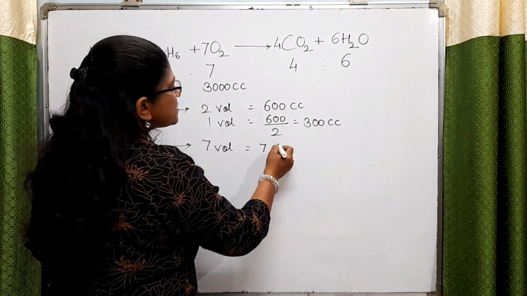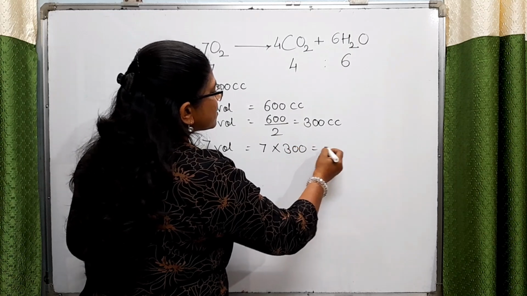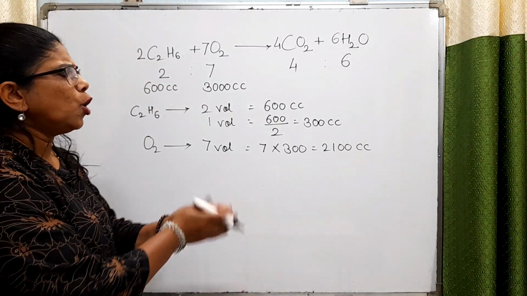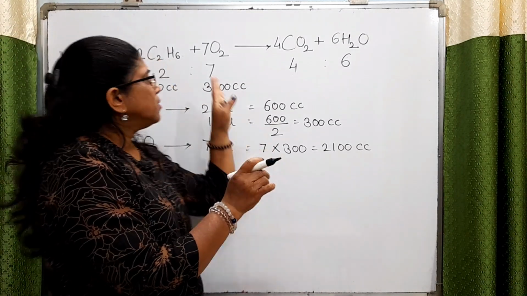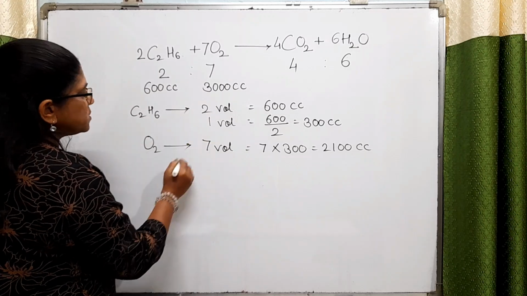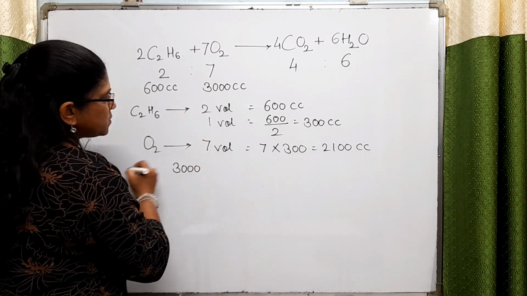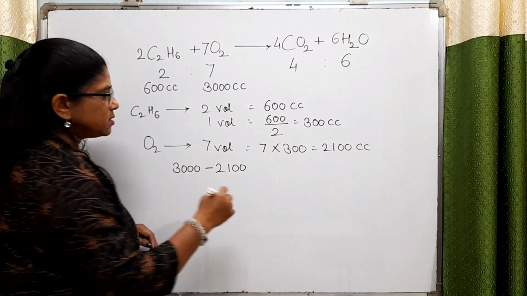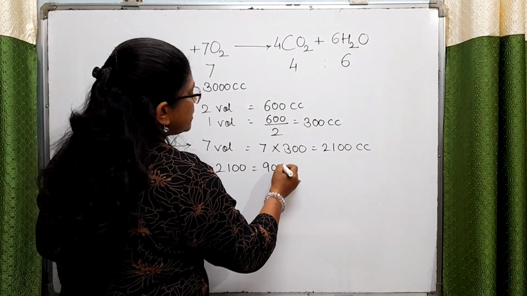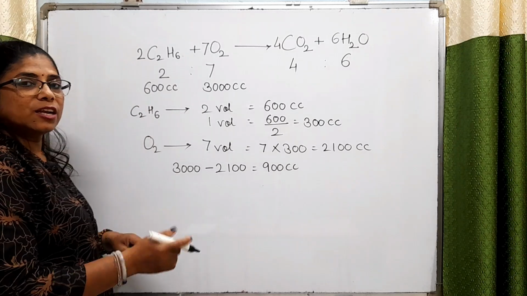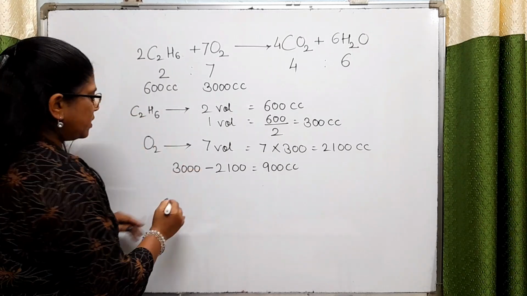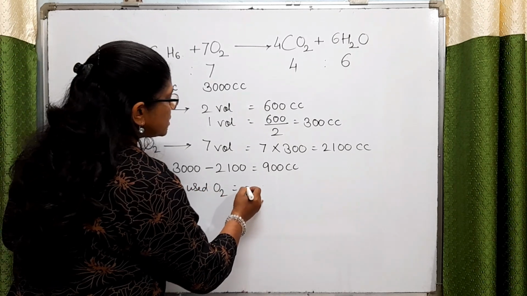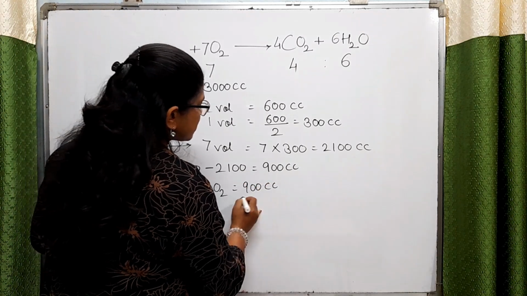So what we have to do? 7 into 300, which is equal to 2100. And how much oxygen we have here? We have 3000 cc of oxygen. From this 2100 is used. So 900 cc of oxygen is left unused. So in this reaction, unused oxygen is 900 cc.